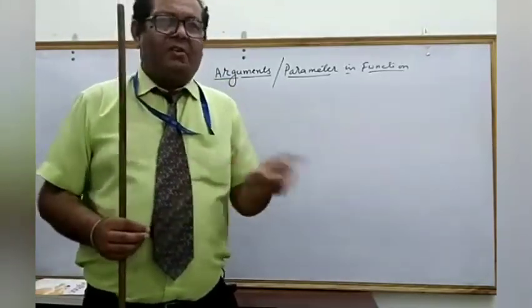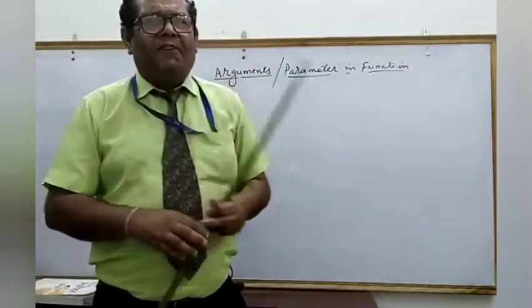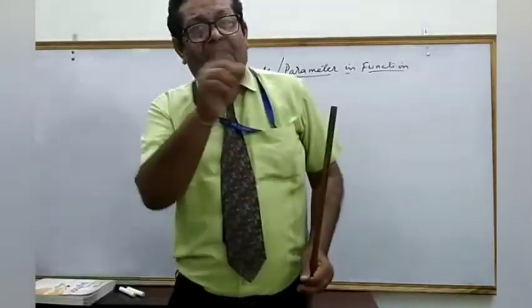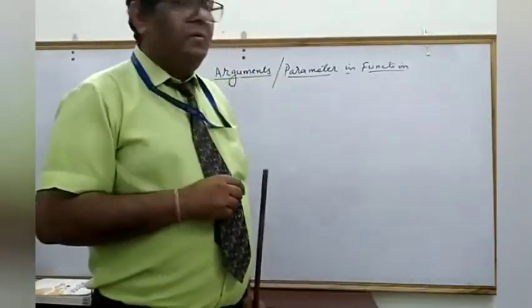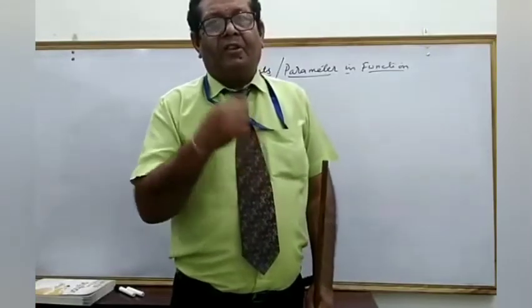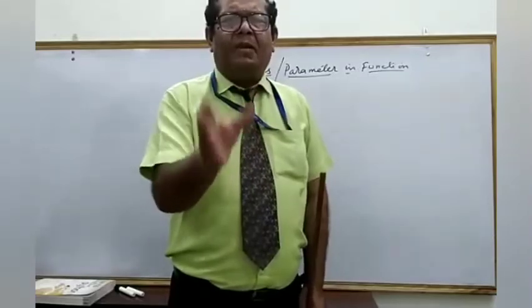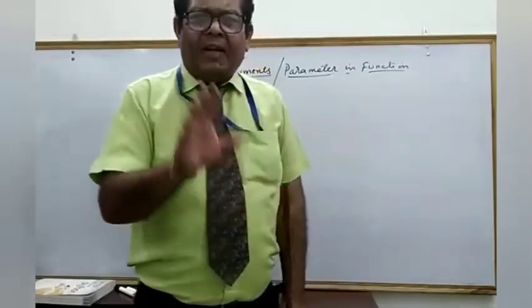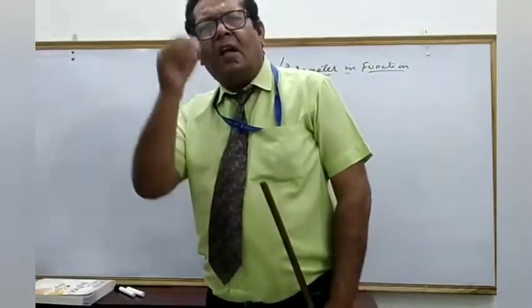For person X also ABC is an argument, and for person Y also ABC is an argument. Now these arguments are of two types: the actual arguments and the formal arguments. That thing we'll discuss later on, about the types of argument, that is actual argument and formal argument. That thing I'll discuss in the next class. But right now you should know what an argument is.